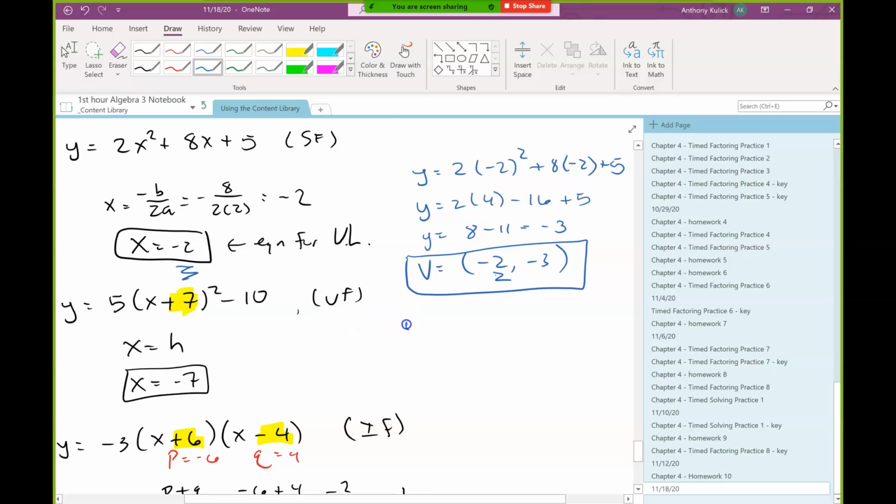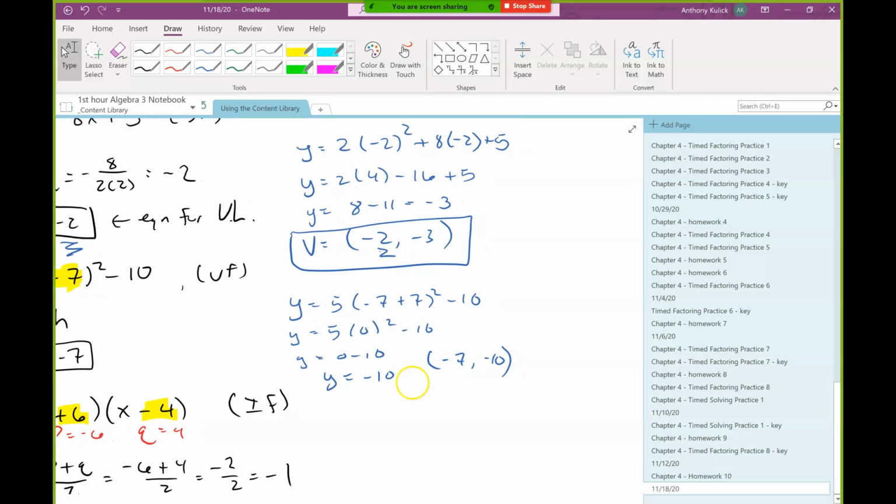For here, the next one. So negative 7 plus 7 is 0. And 0 squared is 0. And 5 times 0 is 0. So we just get negative 10 for y. So that's negative 7, negative 10.